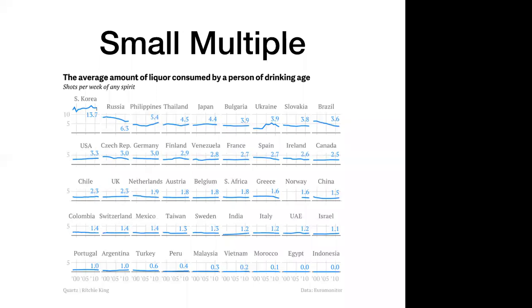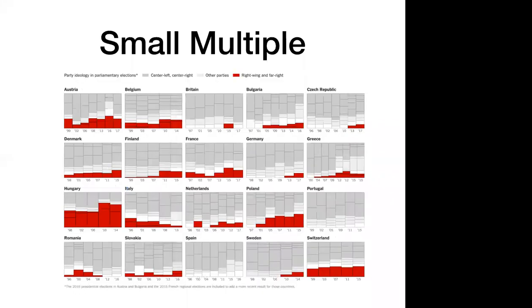But you can see trends: Russia and Brazil went down, the Philippines went up, and then something happened right here that made them double their drinking. So that would be something you'd like to look at. That's a good one. Here's another good one.